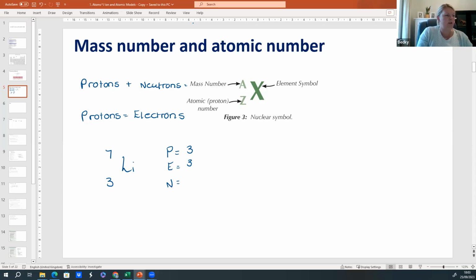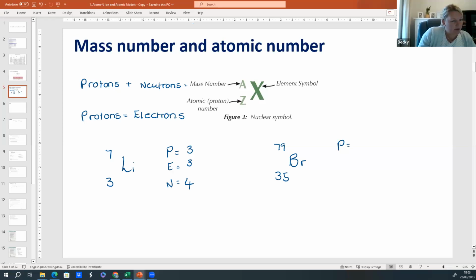And neutrons, then, we know that we've got 3 protons, so plus a certain amount of neutrons will equal that top number. So 3 plus something equals 7. So therefore, we've got 4 neutrons in that. Okay. If we just go for one more example, if we think of bromine. So bromine is 79 and 35.